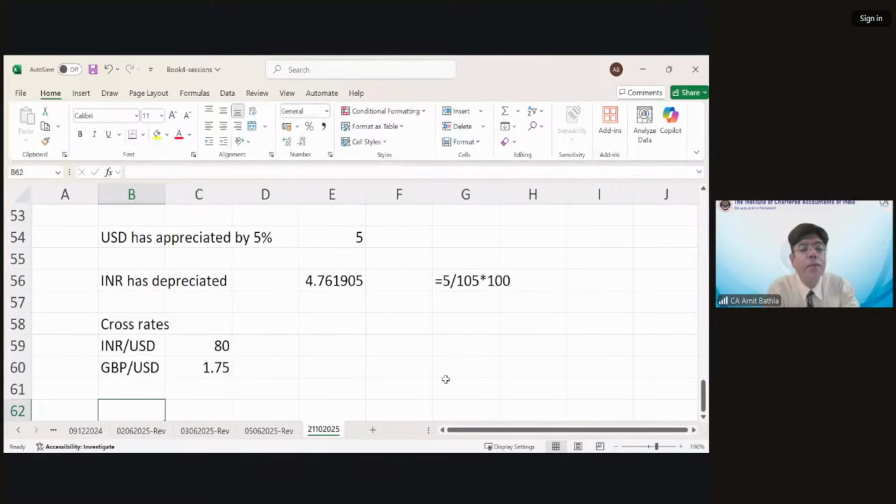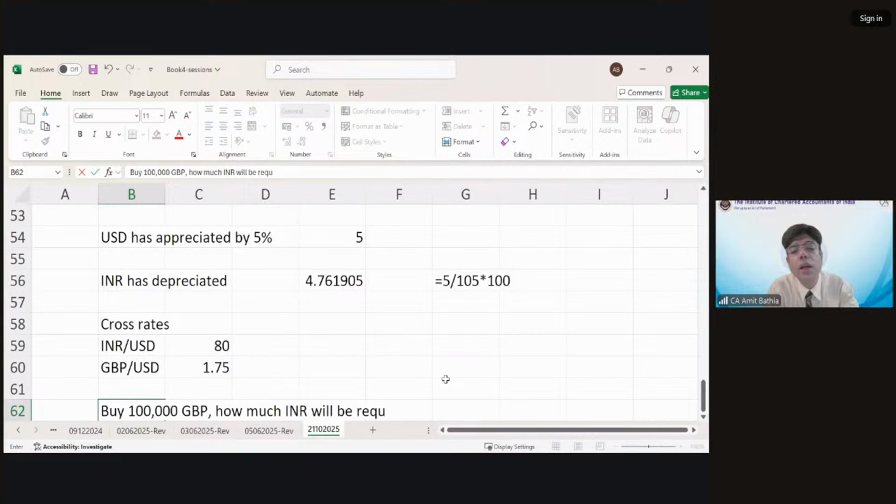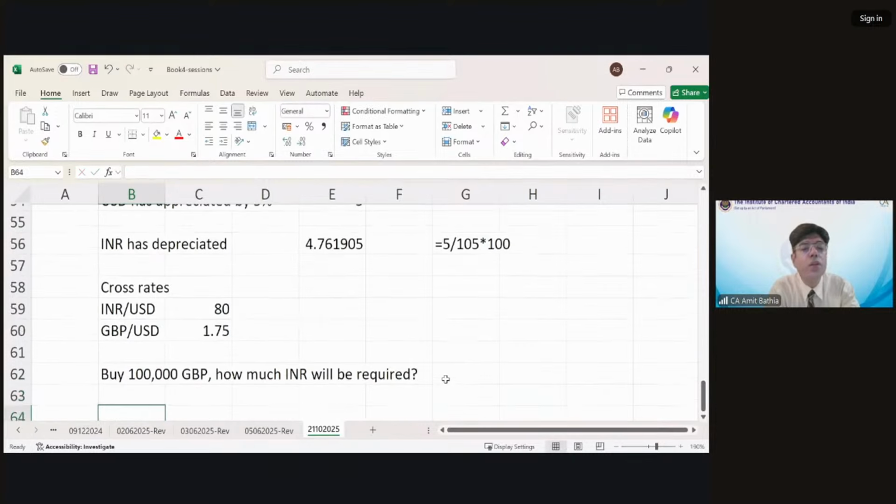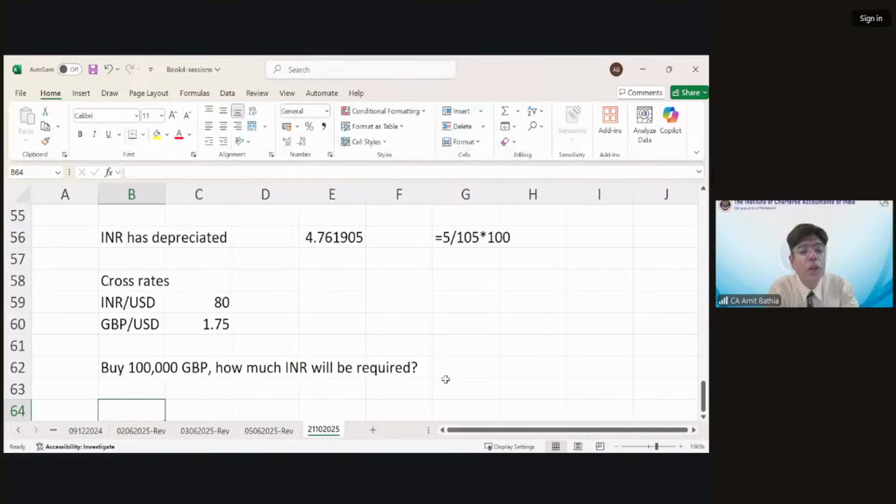Now, I want to buy, say, for example, 100,000 GBP. So, how much INR will be required? Yes, so how do I go about calculating this? INR to USD is 80 rupees. GBP to USD is 1.75. And you need to buy 100,000 GBP.